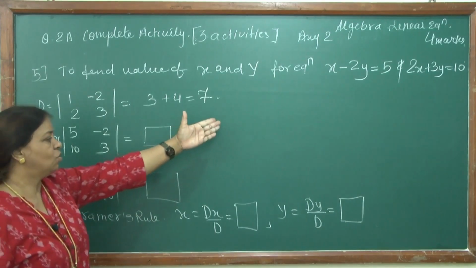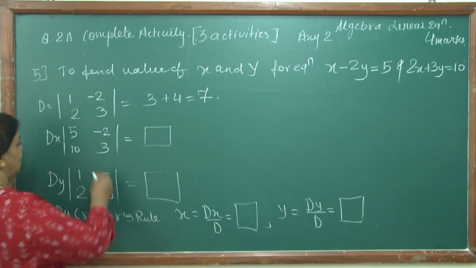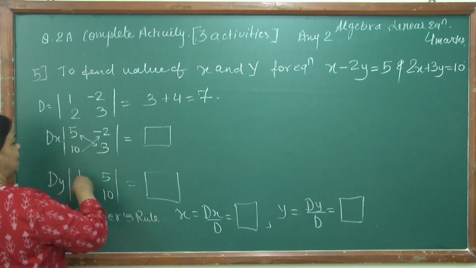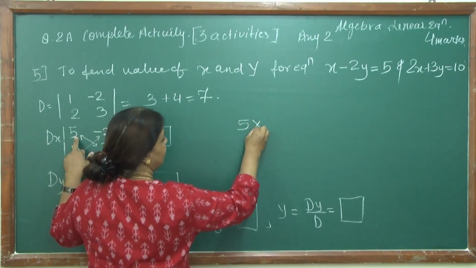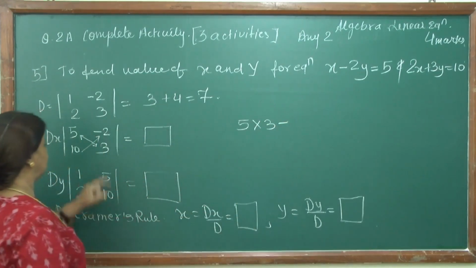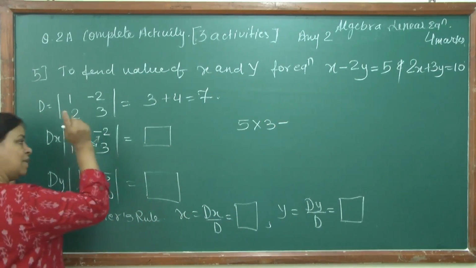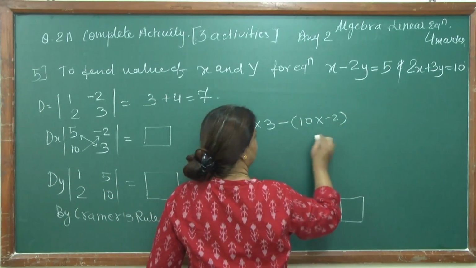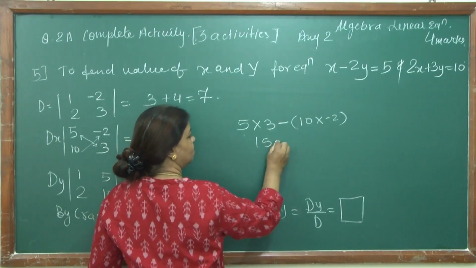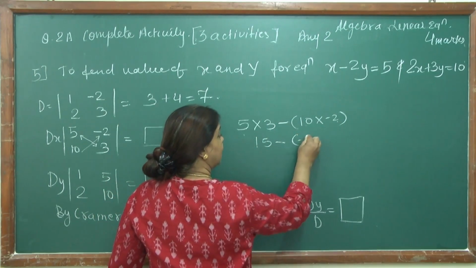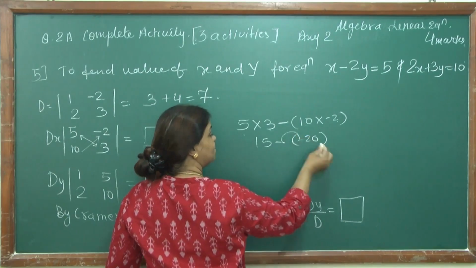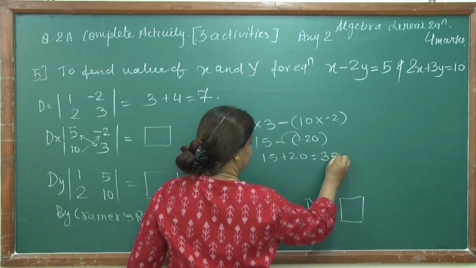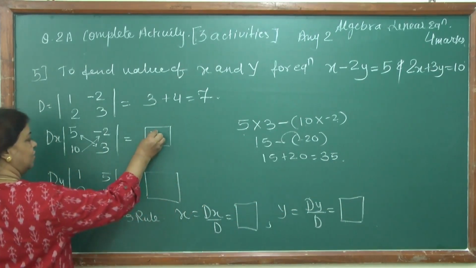So we can find by solving roughly. And then see, we know this 2 will be multiplied and then this 2 will be multiplied. 5 into 3 minus, then 10 into minus 2, then 5 3s are 15 minus 10 2s are minus 20, minus minus will become plus. 15 plus 20 is equal to 35, children. So we can fill here 35.